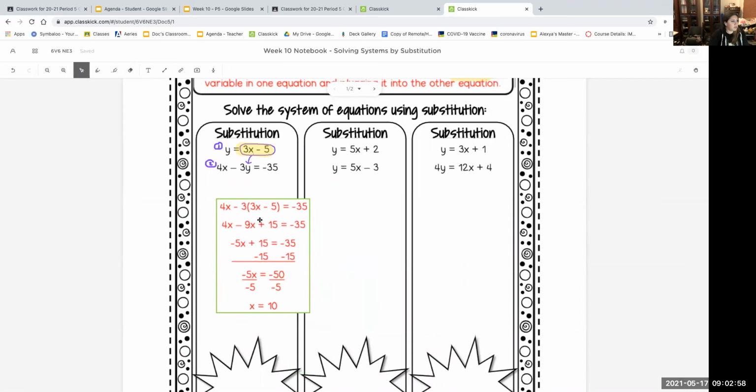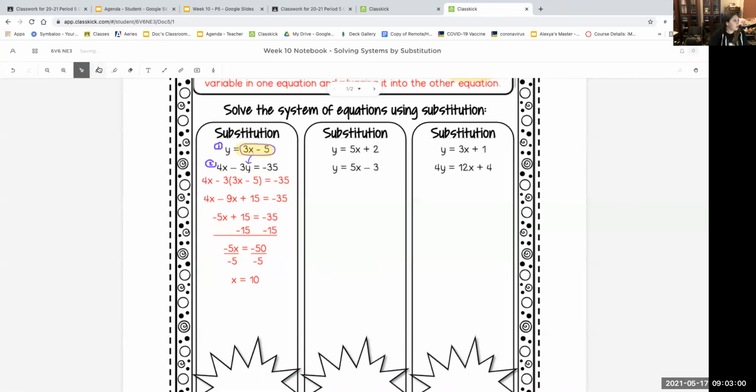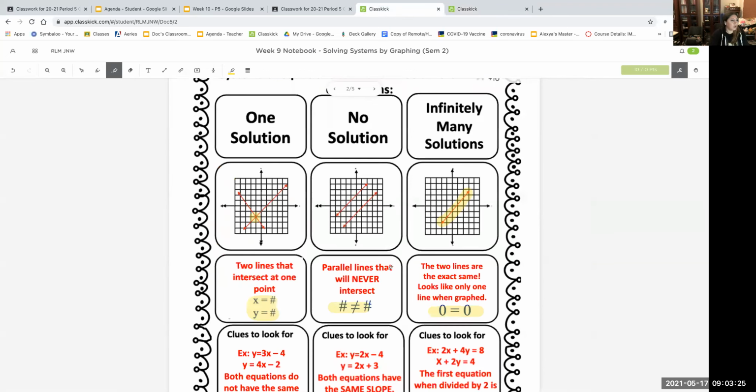I'm going to move this piece up, and I'm just going to fill in those blanks. So I distributed, and then I combine like terms. Someone's like, hey, that's one solution, isn't it? Yeah. How do we know it's one solution? Because I already have x equals. So if I look here, when I have x equals, I know I'm going to have one solution.